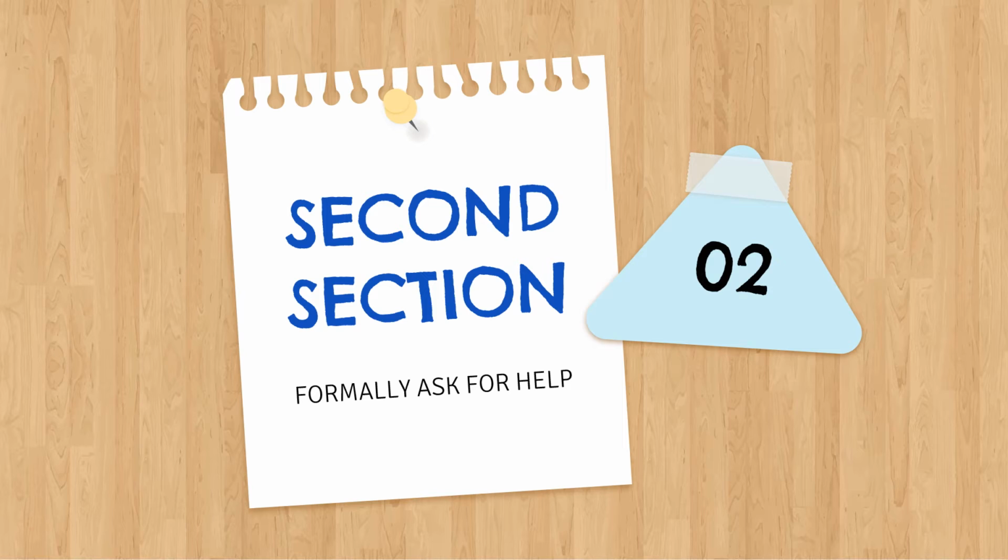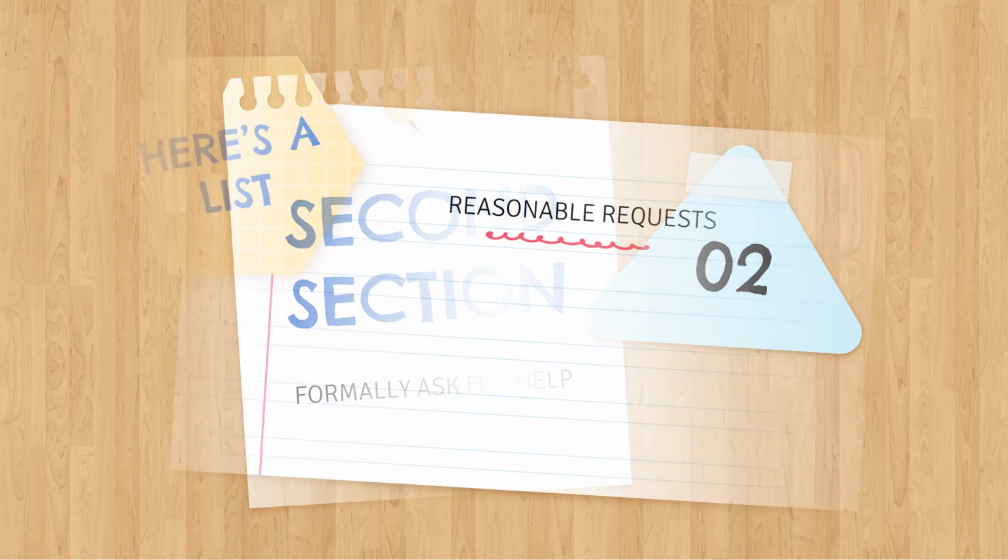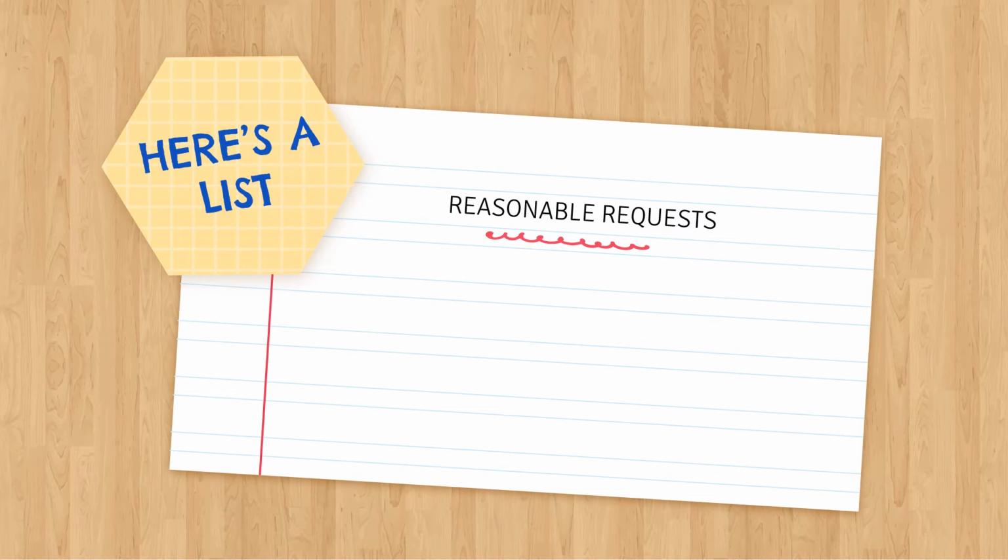Section 2, formally asking for help. If you have employed all the techniques that were previously listed, then you should formally ask for help from an administrator. Here is a list of reasonable requests that you can ask of your administrator when you are having issues managing your class or a few key students.